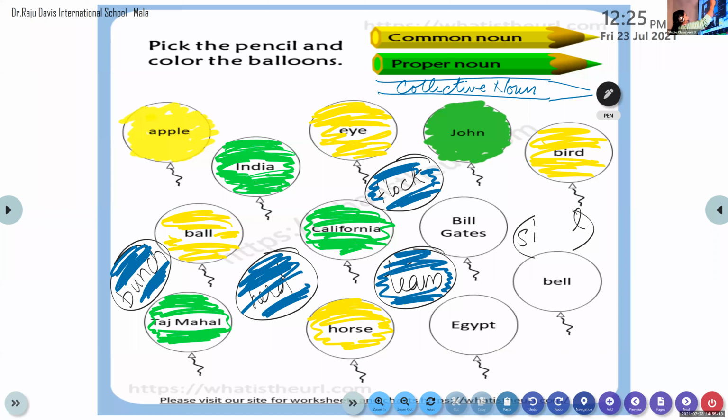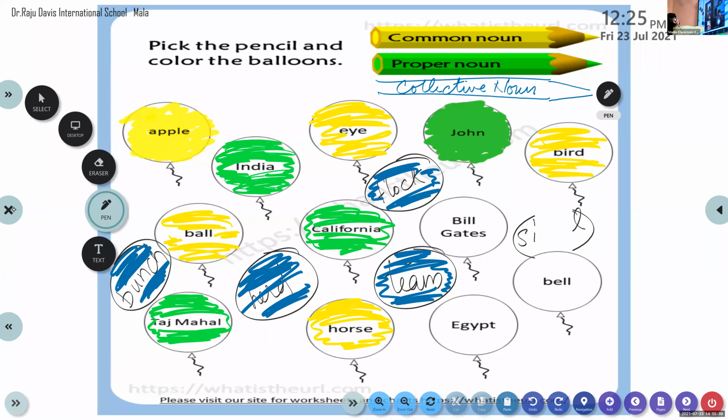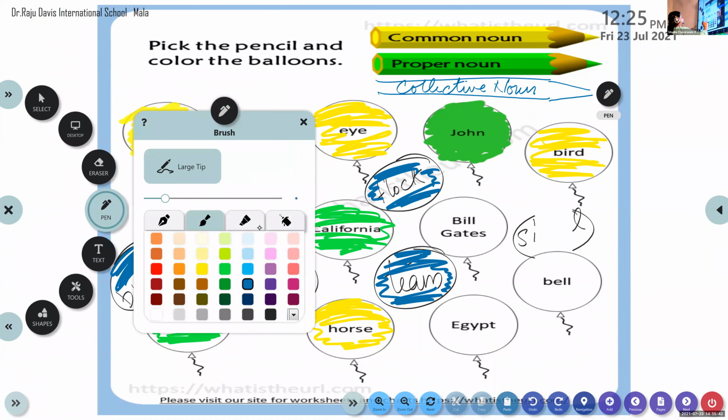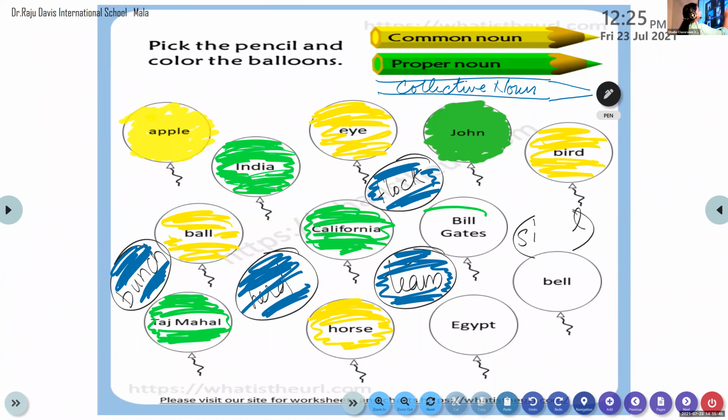Andrea, come on. Bill Gates, what noun is it? Common noun. How come? Bill Gates, when you look at the name, it doesn't sound that it's the name of a person. Bill Gates. So? Proper noun. It's a proper noun. So I have to color it in? Green. Green. Yes.